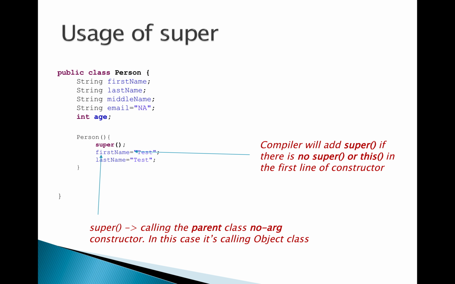What is super() here? It is going to call the super class constructor, that is, the parent class constructor. So Person is not inheriting from any class, which means that it is basically inheriting from the parent class called Object. As we saw in the last session, if you are not extending from any class, the compiler is going to extend it from the Object class. It is going to already add a statement like Person extends Object.